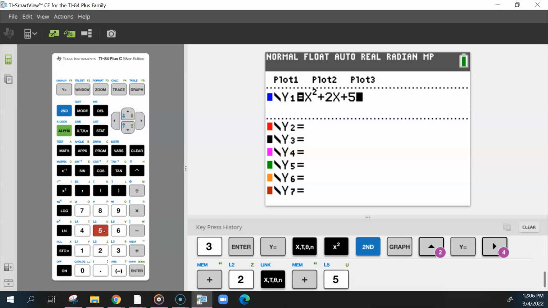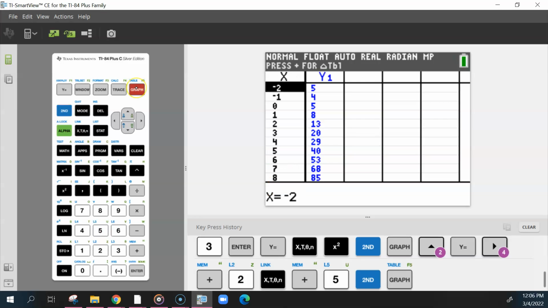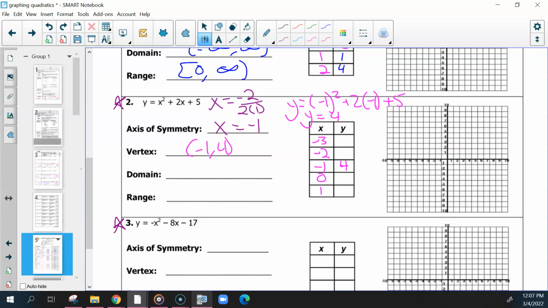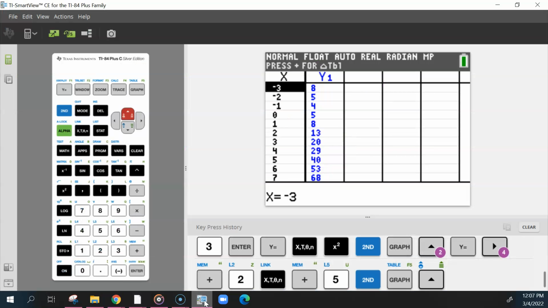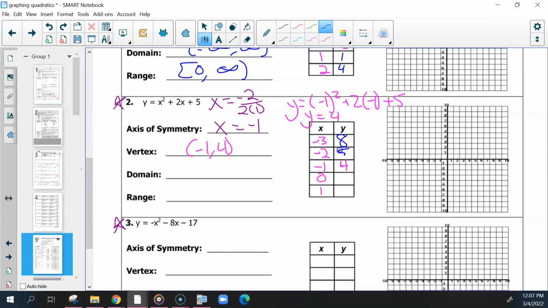And then go into your table, second graph. Our table starts at -3, so we need to make ours also start at -3. And then find your y value. So when x is -3, y is 8. When x is -2, y is 5. And then these should repeat, 5, 8.